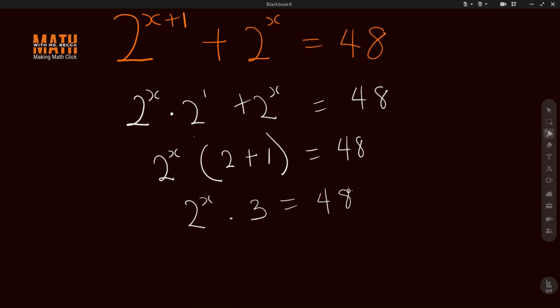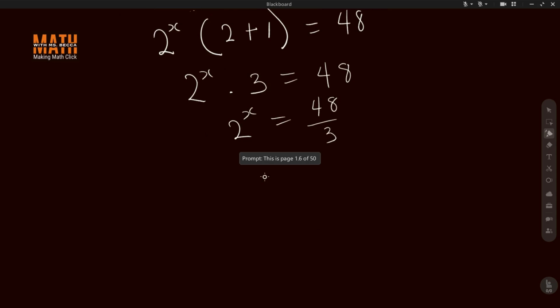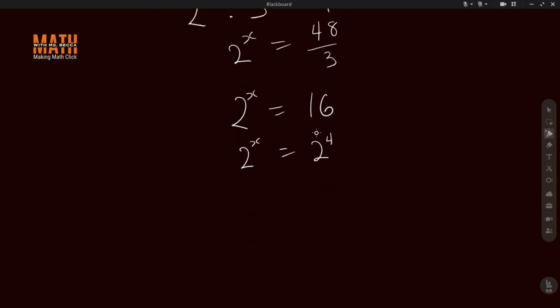Now let's divide both sides by 3 so that we have 2 power x equal to 48 over 3, and that means 2 power x will be equal to 16. Now we can express 16 in base 2 such that we have 2 power something. So 2 power x now will be equal to 2 power 4, because 2 power 4 is 16, and then now we can equate the powers, and then x will be equal to 4.